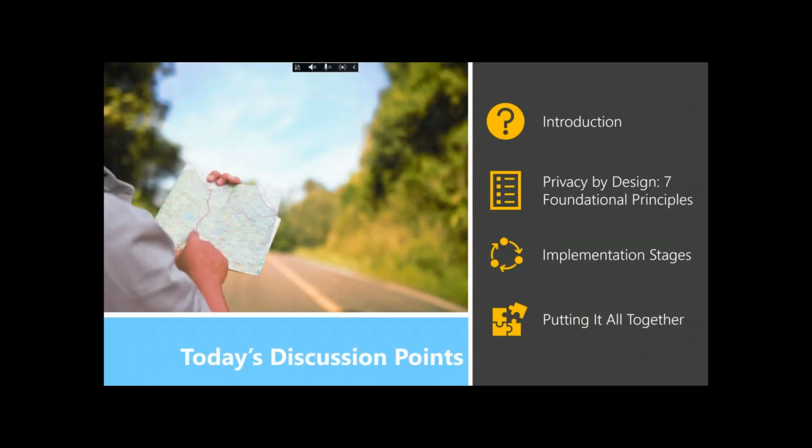What are we going to cover today? We will start by laying down the foundation for why privacy by design is needed. Then we will cover the 7 principles behind the privacy by design framework. After that, we will move to a high-level overview of implementation stages and finish with a sample scenario. Let's start with the why.